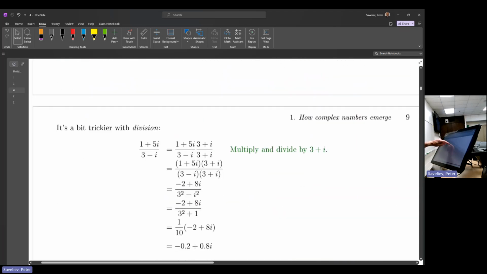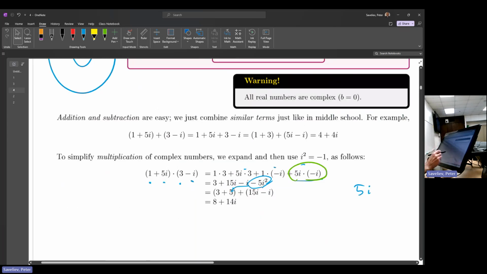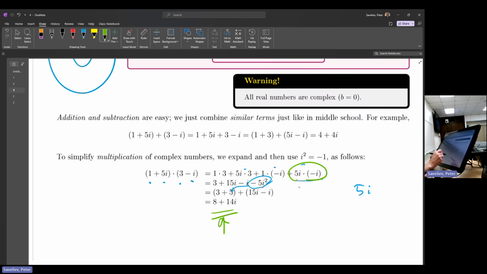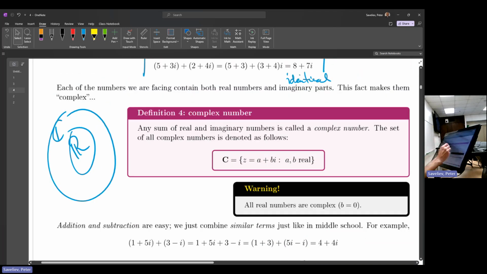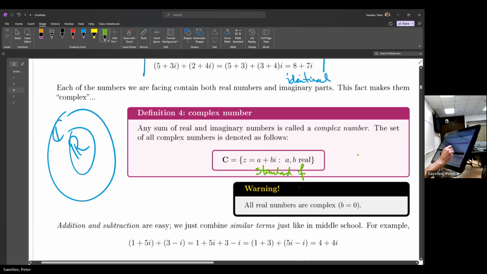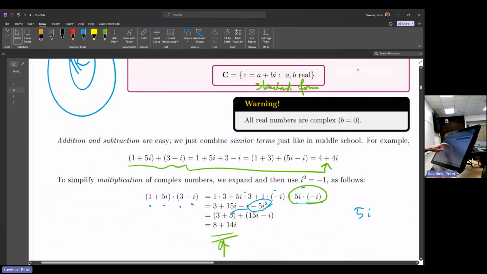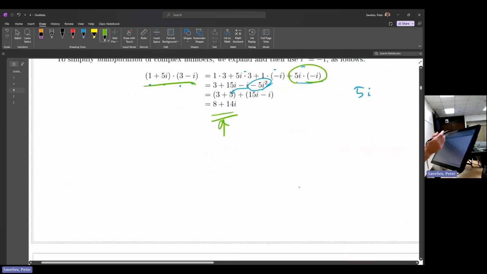Okay, so division is even more complicated. I don't want to go into the details of how to simplify. The point of the computation is really only to turn it into the standard form. Let me point that out: what's important, this is the standard form. It doesn't have to be in the standard form. This is a non-standard form that through computation and simplification, we turn into the standard form where the two parts, a and b, are explicitly present.